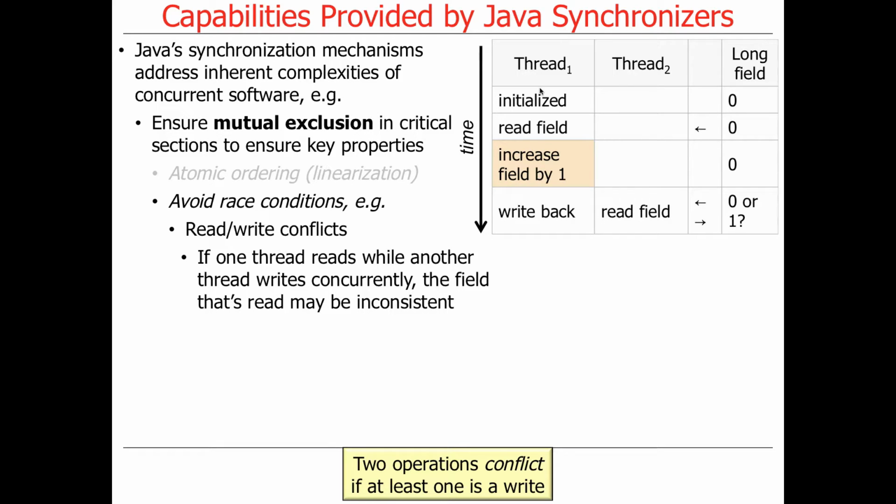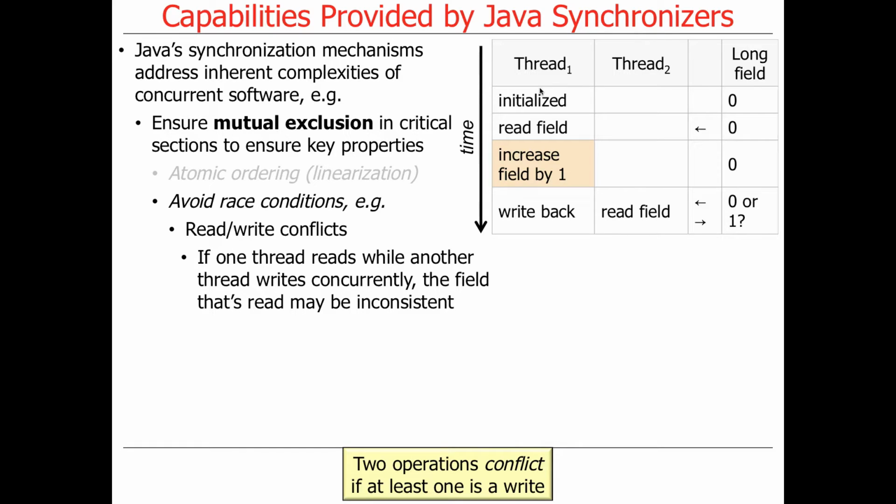Thread 1 reads the field, increments the field by 1, and then at the very same time, thread 1 writes back while thread 2 reads. And the question is, does the read of thread 2 read a 0 or a 1? It all depends. It's a race to see who gets there first, right? If this value gets written back, then it'll read a 1. If this thing is not written back yet, when it goes to read it, then it'll get a 0 or something worse. So we talk about operations conflicting if at least one of them is a write.